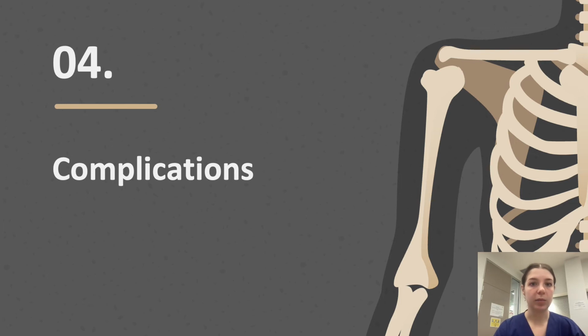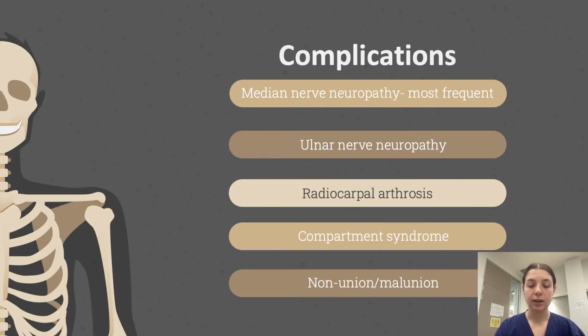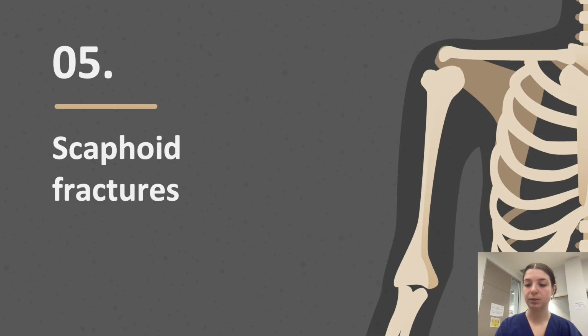And looking at the complications, these are some of your main complications, with median nerve neuropathy being the most frequent. That's why it's super important to test the sensation of your thumb and index finger when doing a neurovascular examination. You can also have an ulnar nerve neuropathy if there is involvement of the ulna in the fracture. Radiocarpal arthrosis, which is typically seen in the younger population. Compartment syndrome, which we went into great detail in with our first week of presentations. And of course, like any fracture, non-union or malunion.